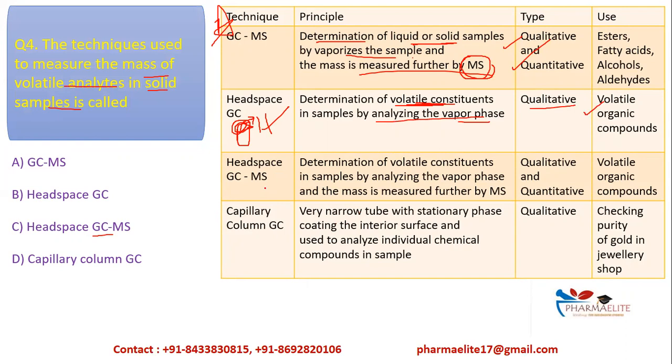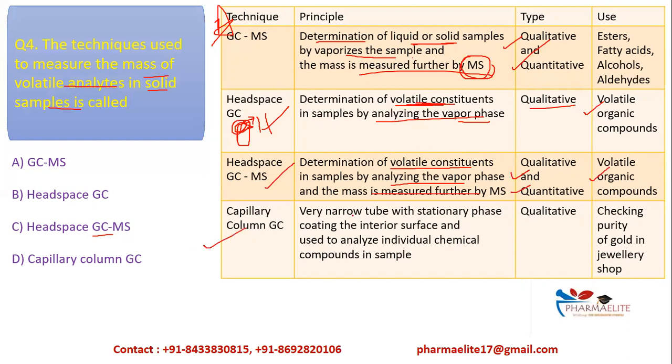Then headspace GCMS, that is again GC combined with mass spectroscopy. Since it is a headspace technique, it will be used for volatile constituents, analyzing the vapor phase, and then the mass is measured by mass spectroscopy. Here it is combined with mass, therefore it is qualitative as well as quantitative. Again used for volatile organic compounds.